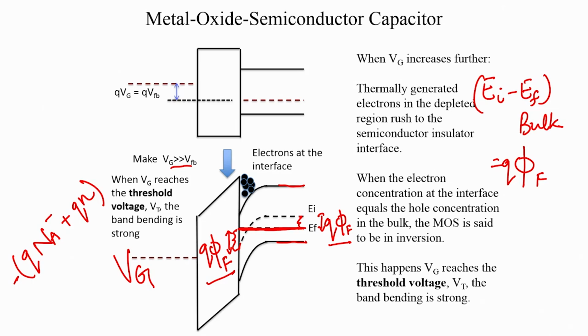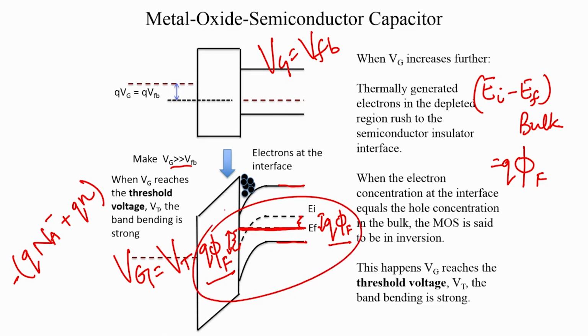Just like how we defined a flat band voltage, when Vg was equal to Vfb, the bands became flat, and when Vg is equal to the threshold voltage, you have this condition here. The threshold voltage is given by a special symbol Vt, and it is an important modeling parameter.